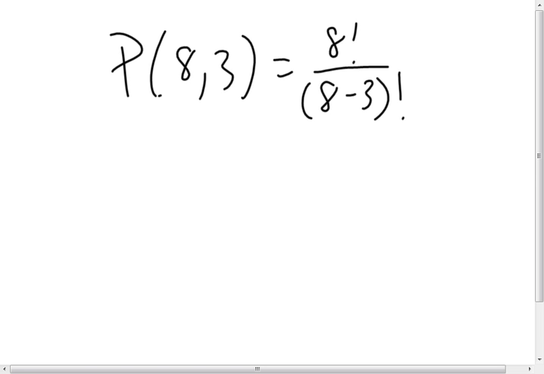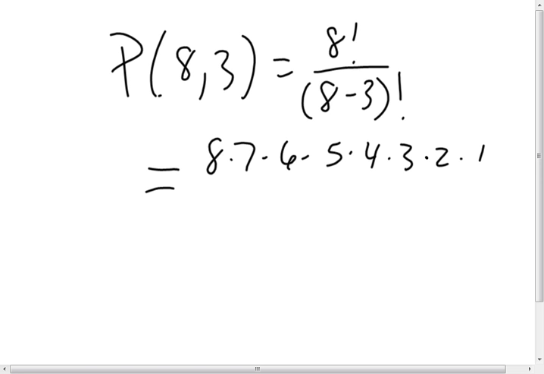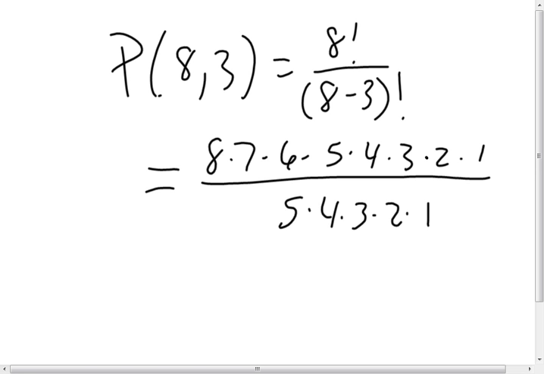In simplifying this for an answer, we would have 8 times 7 times 6, 5, 4, 3, 2, 1 on the top. 8 minus 3 would be 5, so that would be 5 factorial, which is 5, 4, 3, 2, 1. And notice the parts that are the same we can cancel out. So basically this permutation is 8 times 7 times 6. So 7 times 6, we get 42. So we have 8 times 42.